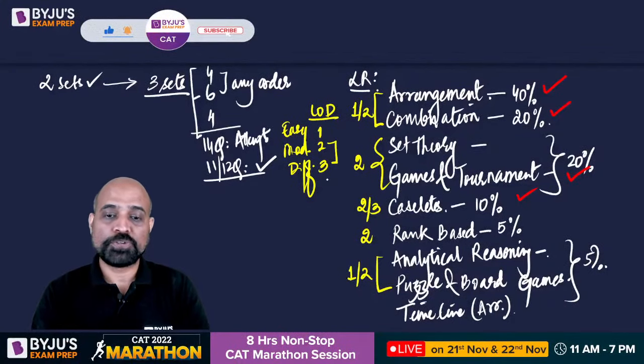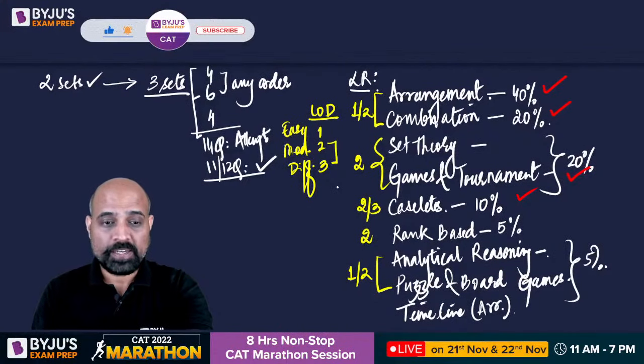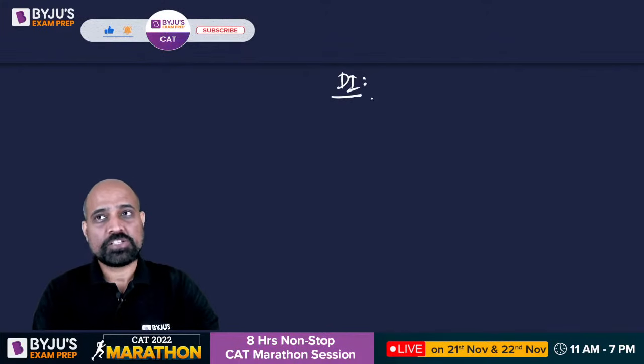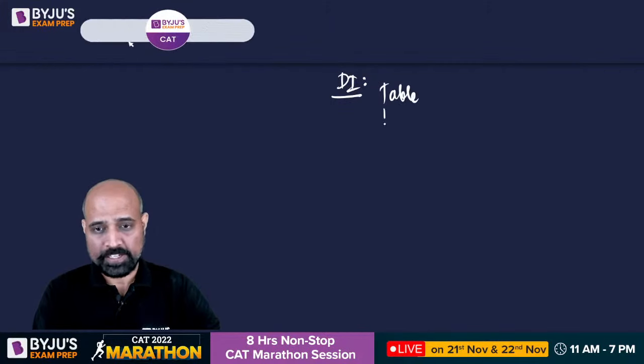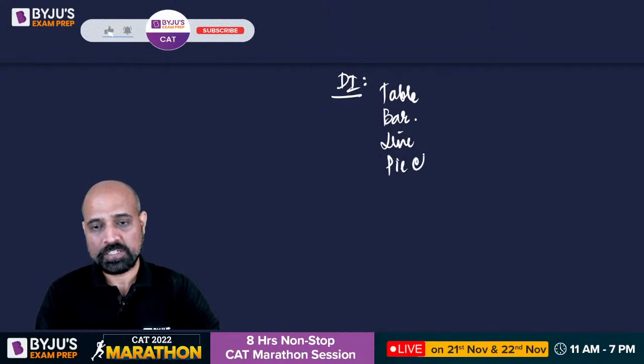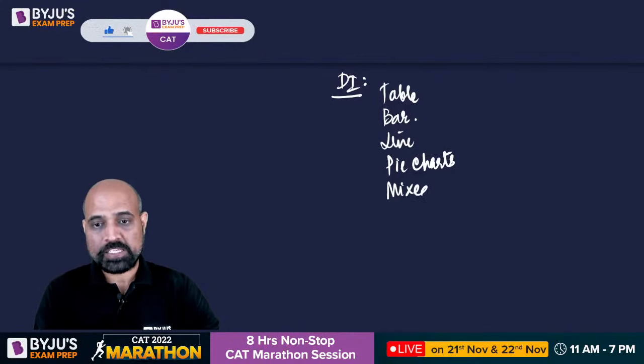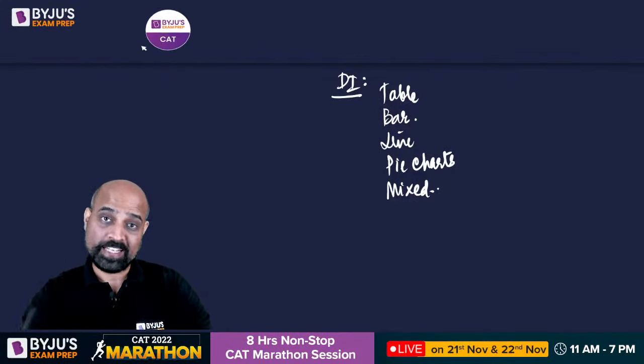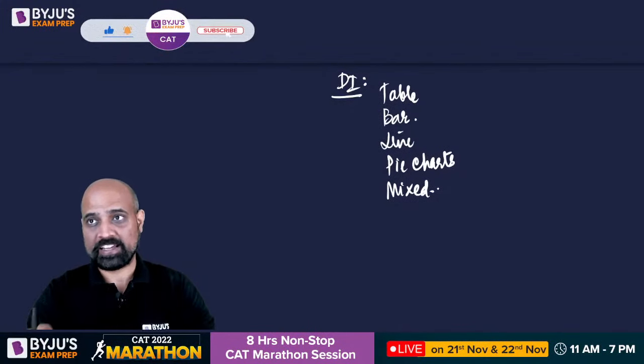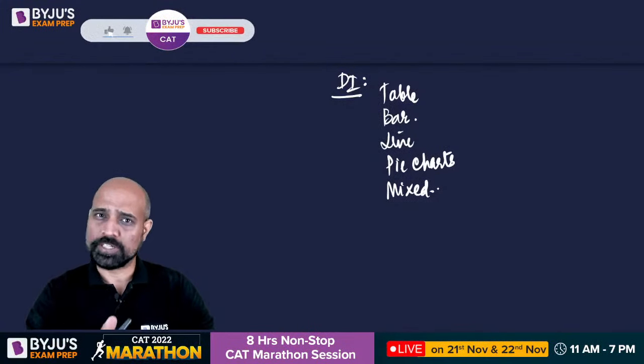Now let's move to DI. In the case of DI sets, again, just like LR, we have a variety of data interpretation sets, right? DI की बात करते हैं. In the case of DI, you get table based questions, then you get bar graph based, line graph based, and pie charts. Then you get mixed graphs. Mixed graphs would mean not only the table, but a table and a bar graph, a line graph and a pie chart. So at least 2 graphs.